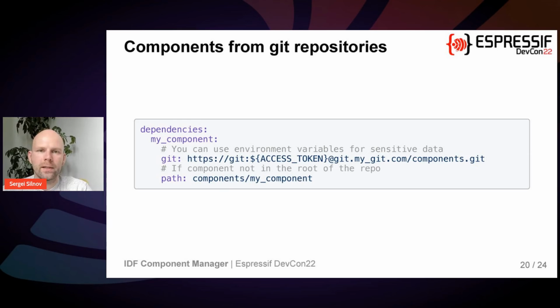If your Git repo contains more than one component or component is just not in the root of the directory, you can specify the path. It's important to mention, however, that Component Manager doesn't support any out-of-the-tree dependencies in CMake files. So if your component requires something outside of its root directory, it won't work, and you have to find another way.